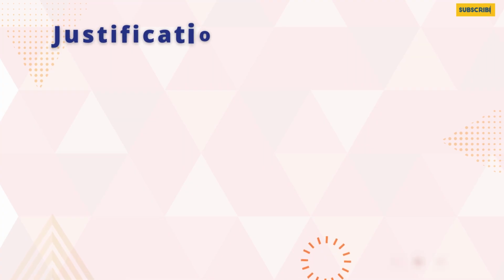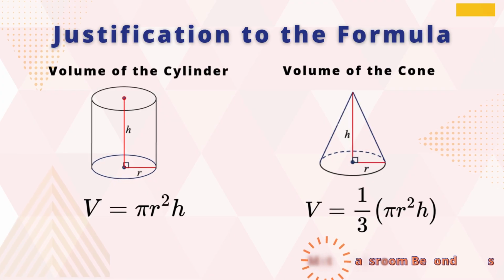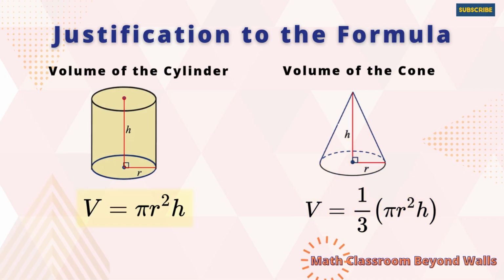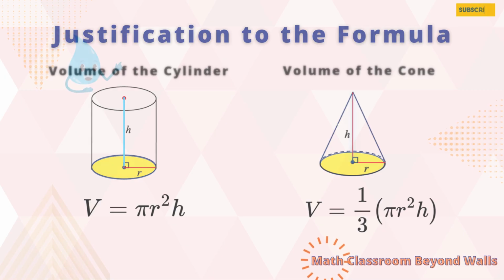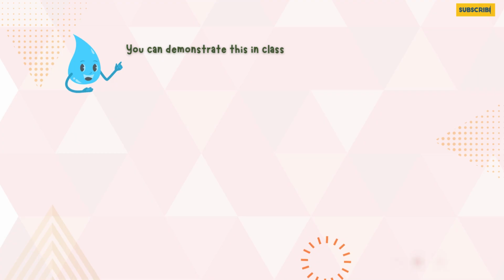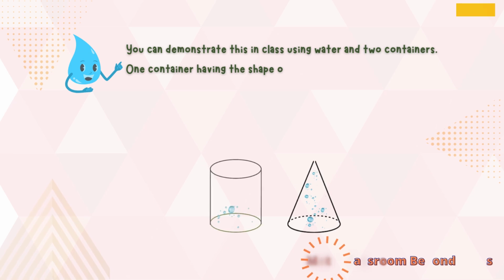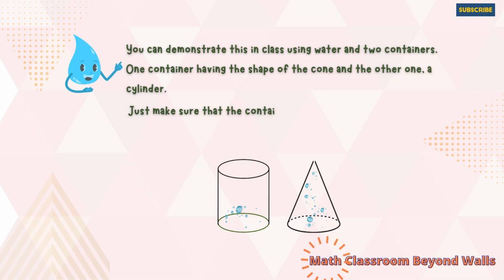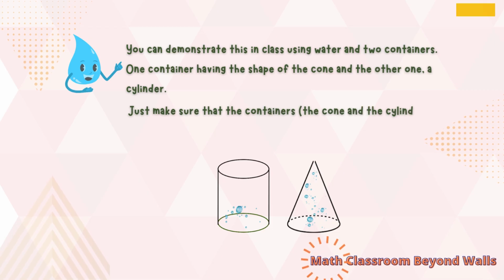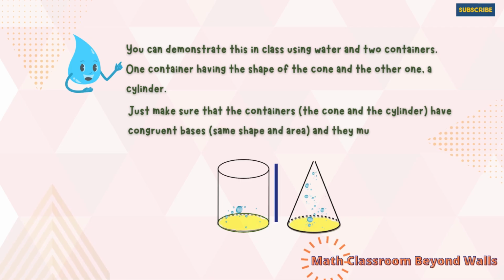The justification for the formula for the volume of the cone could be done by conducting an experiment to show that the volume of the cone is only 1/3 the volume of the cylinder having the same base and the same height. You can demonstrate this in class using water and two containers, one container having the shape of a cone and the other a cylinder. Just make sure that the cone and the cylinder have congruent bases, same shape and area, and they must have the same height.